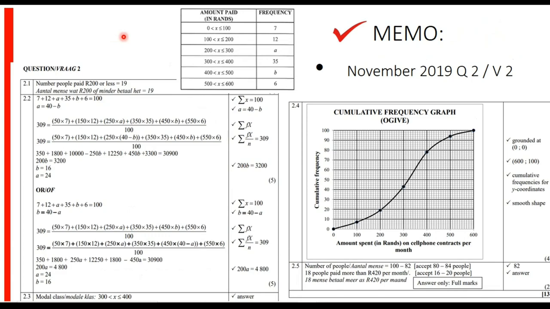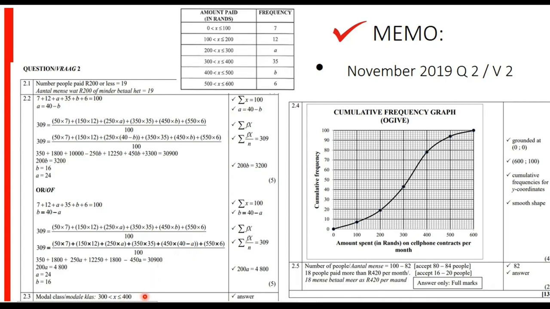Let's just check this thing out. So the photos that came through, people have 19. This is a tough question. Can you see, because you have two unknowns, you had to make two equations. So you had to make one equation and another equation, and then solve them simultaneously. But if you were not able to get those 5 marks, that's fine. You can now use the 24 and the 16, and then also the questions that come after that.